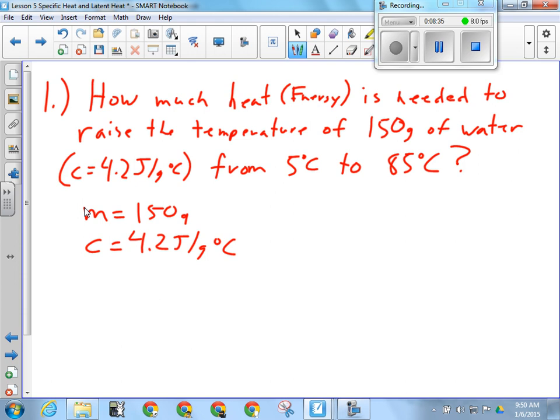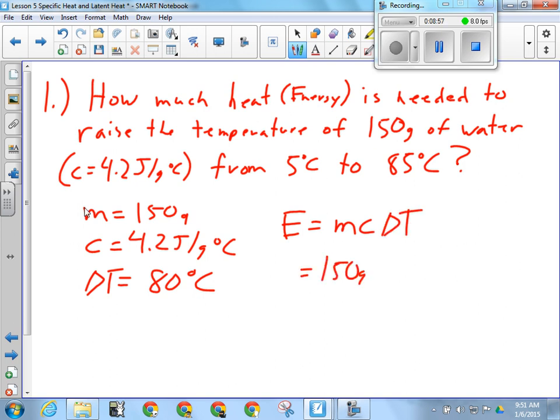And then our temperature change, delta T, is how much? It goes from 5 to 85, so that's how many degrees? Hannah? 80, yeah, good. All right, so there's my delta T. So all I have to do then is plug those numbers in. The math of that's going to be really easy. I don't have to manipulate. So 150 grams times 4.2 times delta T, which is going to be 80 degrees.